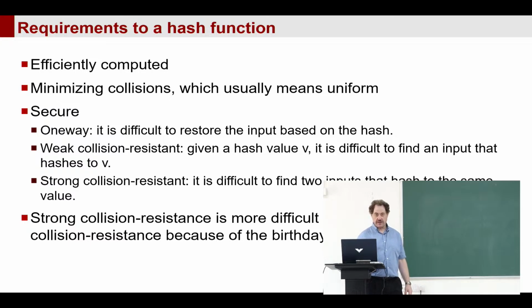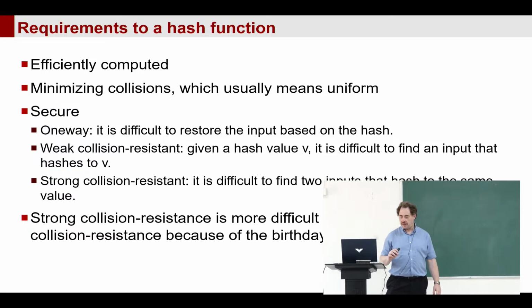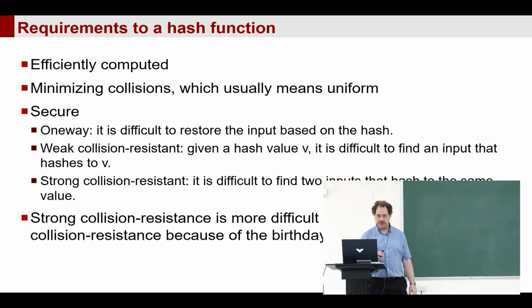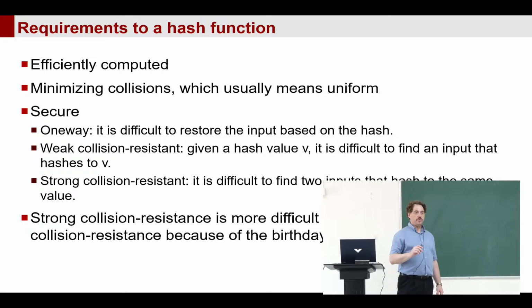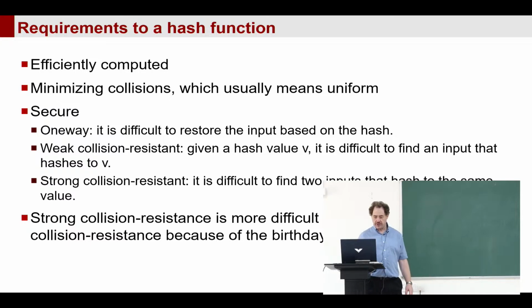I'll also give an example of an attack, so if you don't have strong collision resistance, I can show you how it can be exploited in an attack. But before I do that, I want to remark that strong collision resistance is a much more stringent requirement. It's much more difficult to satisfy compared to weak collision resistance. That's because of the birthday paradox.